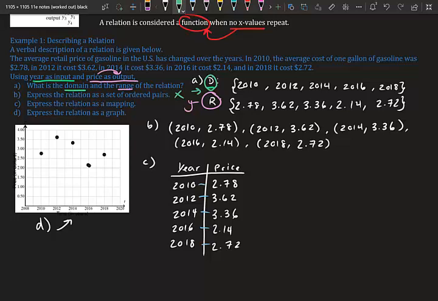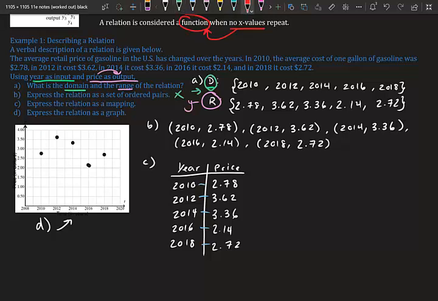So all of our domain values represent years, so we list all of our years, 2010, 2012, 14, 16, 18. Then our range represented the price, so we list all the prices, so 2.78, 3.62, 3.36, 2.14, and 2.72. So that's part A, just to list it as a relation.